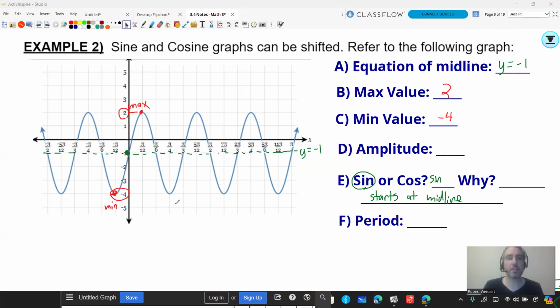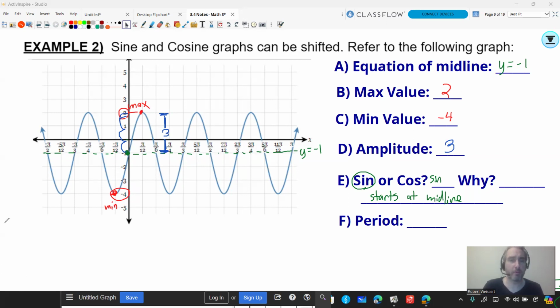The amplitude is the distance between the midline and the maximum value. So we can count that. That overall distance here between the maximum value and the midline. In this case here, you're going from -2 to 2. 1, 2, 3. So your amplitude is going to be 3.